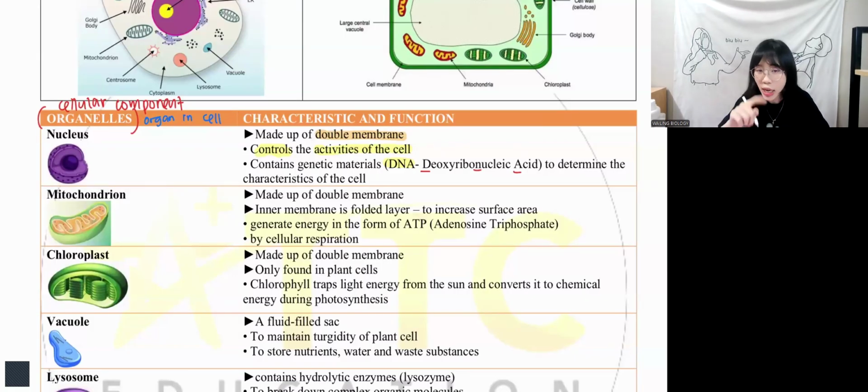You can write DNA. You can say contains DNA also, no problem. They can determine the characteristics of the cell. For example, the reason why you have black hair is because your parents have black hair. The reason why you don't have blue eyes is because your parents don't have blue eyes. The reason why you have this height is because your parents are almost the same height. The reason why you have double eyelids or single eyelids, everything comes from the parents because your parents give you DNA. DNA is the one that contains your characteristics.